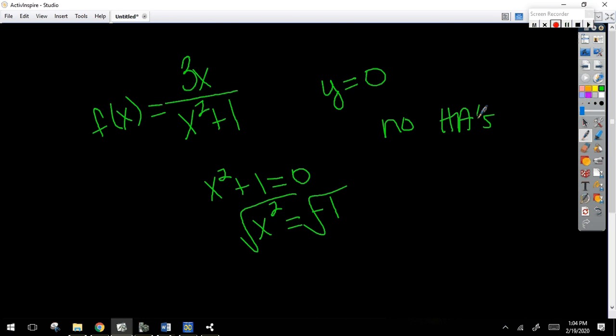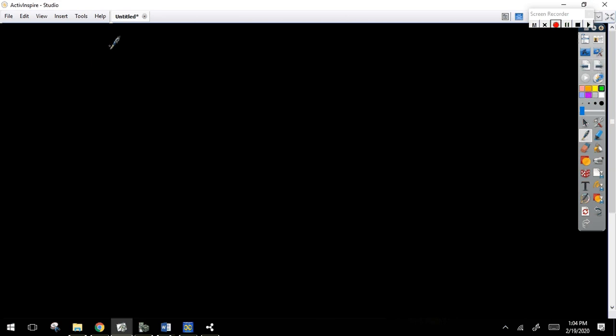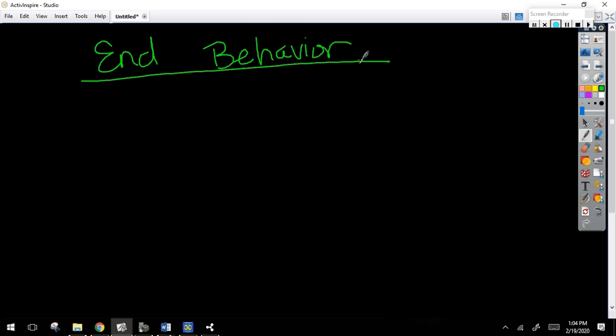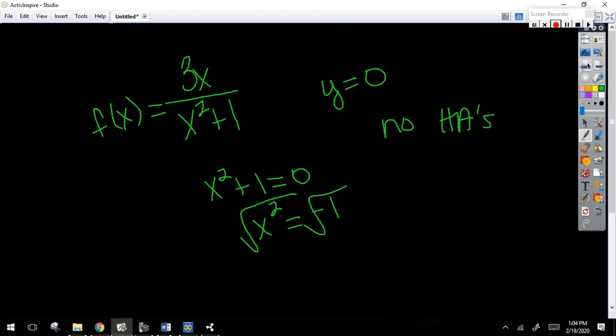All right, one more thing to show you. This is the last little snippet of analysis. This is called end behavior. I hope you remember this from Algebra 2. You said it was no horizontal, yeah. It's no vertical. You're right. Sorry.